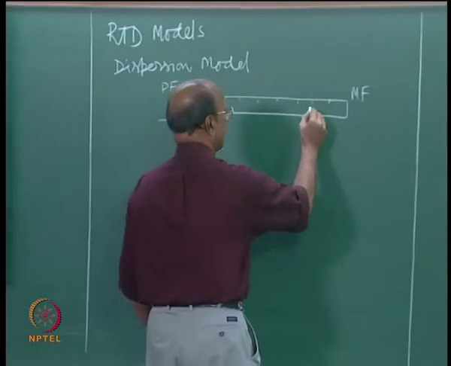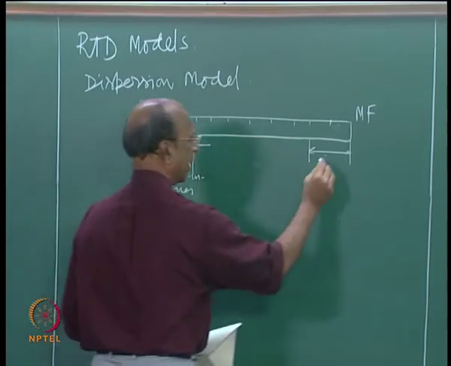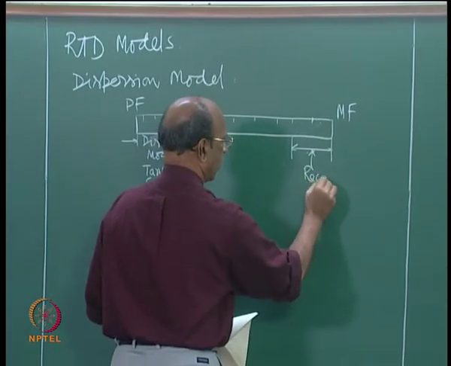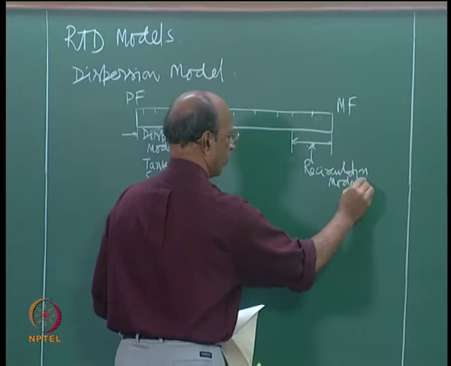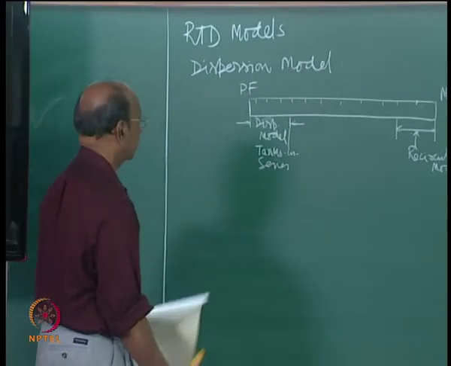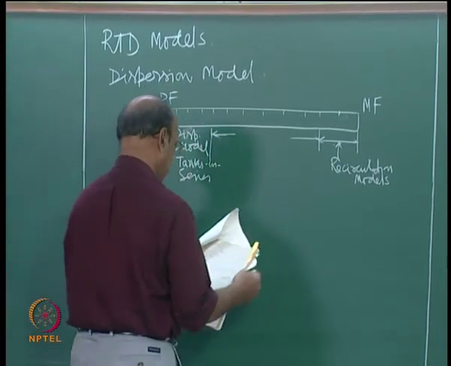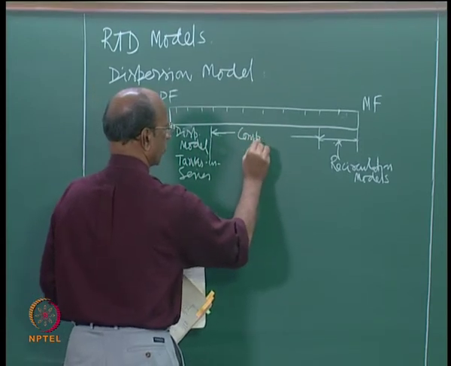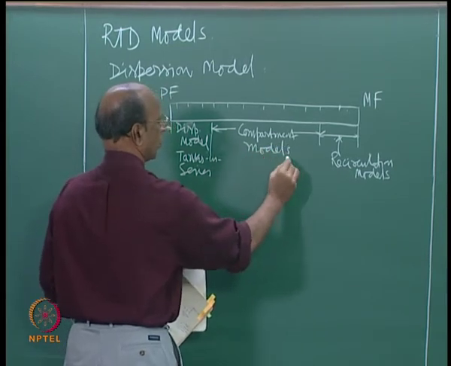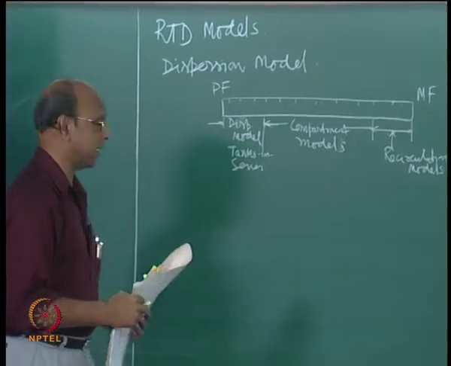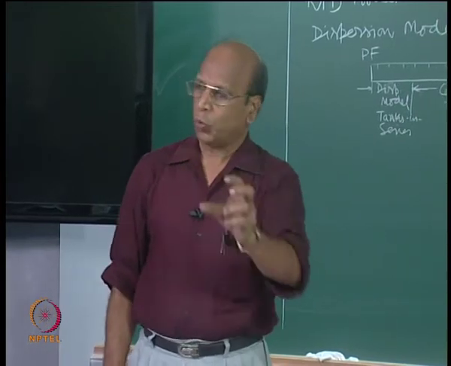This end normally we call recirculation models. In between we have what are called compartment models. Compartment models means that we have plug flow and parallel to that you can put a mixed flow, and you can put two parallel plug flows.